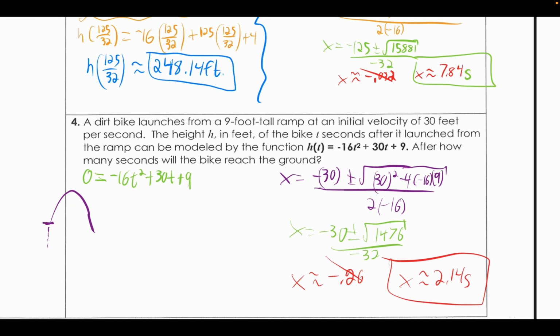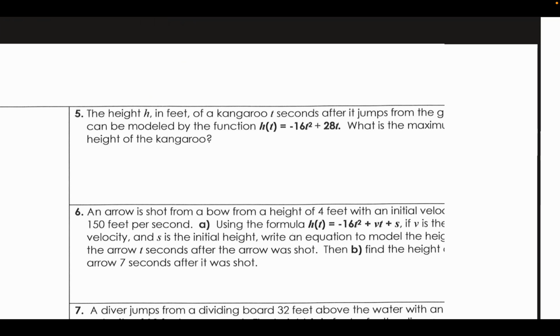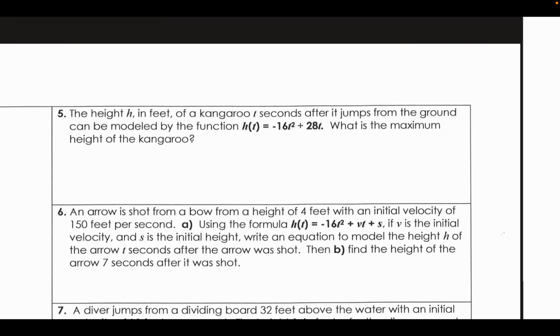Moving on to example 5. The height h in feet of a kangaroo t seconds after it jumps from the ground can be modeled by the following function. What is the maximum height of the kangaroo? So once again, we're trying to find the vertex, and specifically the y value of the vertex, or in this case, the h value of the vertex for height. So we have to find the t value of the vertex, or x value of the vertex, using the negative b over 2a, and then plug that into the function.